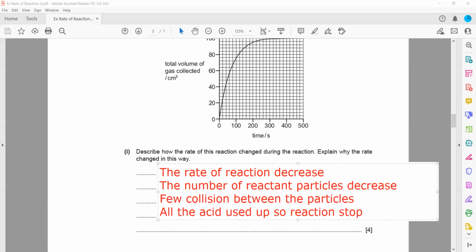So in the beginning you will have more particles, that's why there's a faster rate, as a steeper slope is there, but with the passage of time the slope is decreasing, the rate is decreasing, and eventually the rate will be zero. Why is the rate zero? Because excess of magnesium carbonate means you have more than enough magnesium carbonate, but the acid is used up.